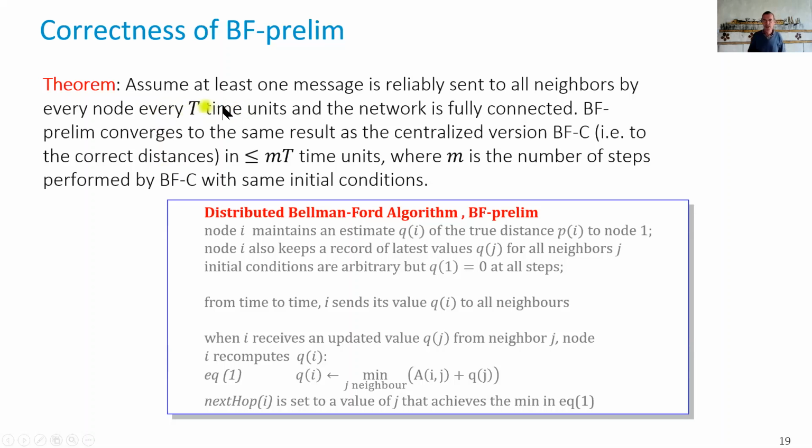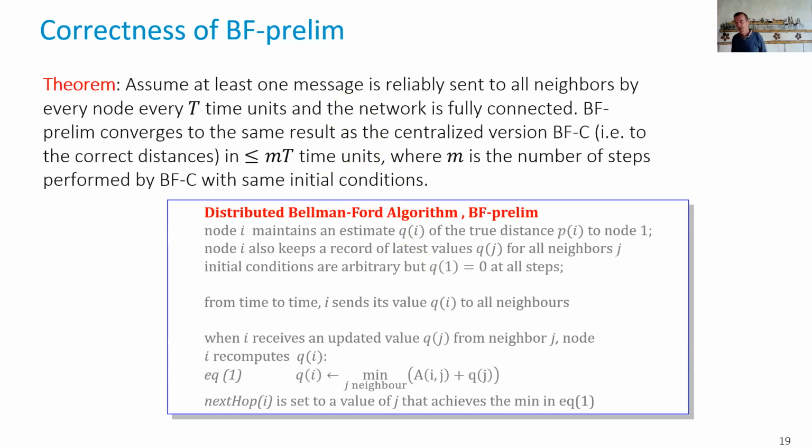Of course, for this, you need to assume that eventually the messages do reach the neighbors. If one node takes an infinite time to send its update to a neighbor, of course, the thing will not work. So if we assume that every message takes at most capital T time units, or more precisely, if it takes at most capital T time units to reliably send to all neighbors the messages, then in a finite multiple of T, the network will converge as if it would be centralized.